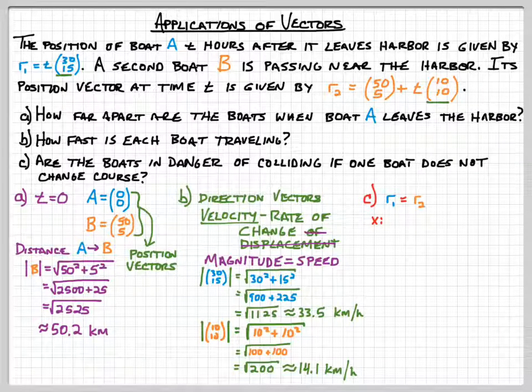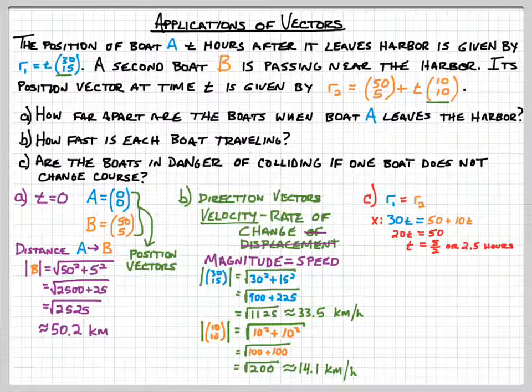So let's look at our x components. For r sub 1, the x component is 30t, and the x component of r sub 2 is 50 plus 10t. So if we simplify this and solve for t, we have 20t equals 50. Just subtract 10t from both sides, divide both sides by 20, and we get t equals 5 over 2, or of course 2.5 hours, because t is measured in hours. So in 2.5 hours, however far over on our x, that's when we would be hitting that spot where those two equations are the same.